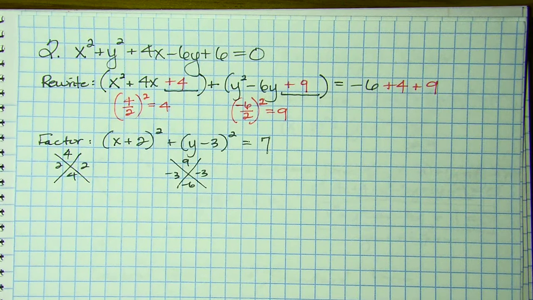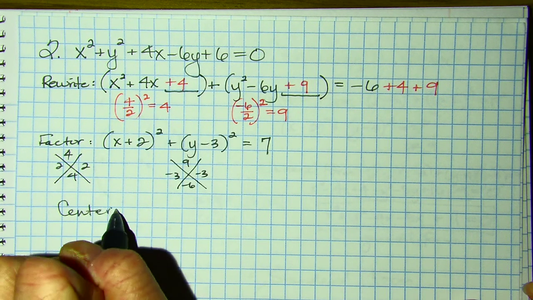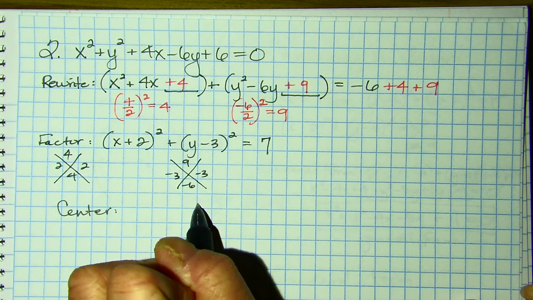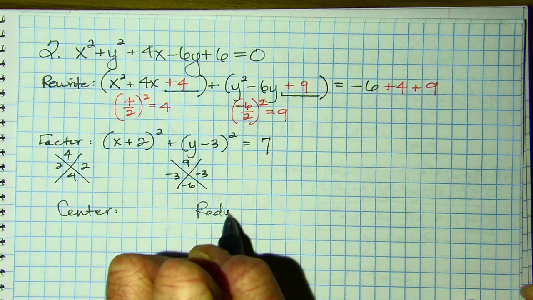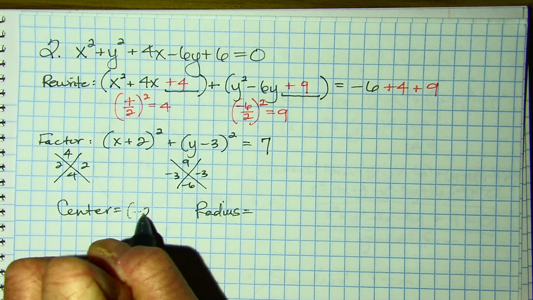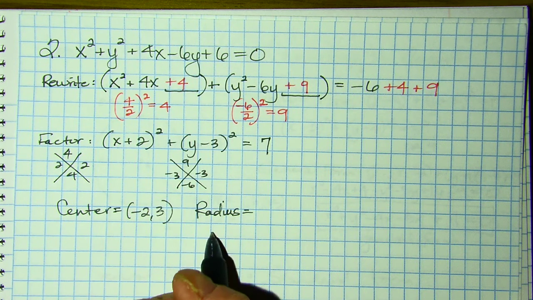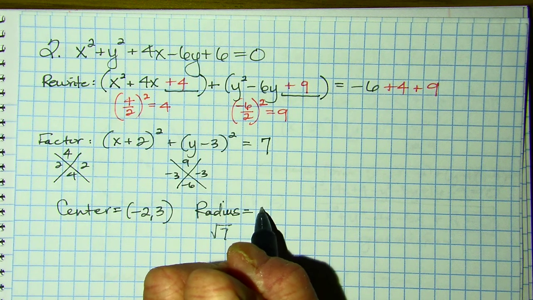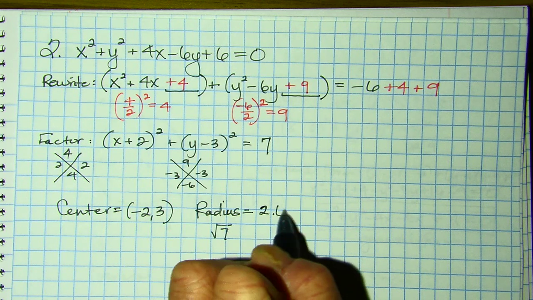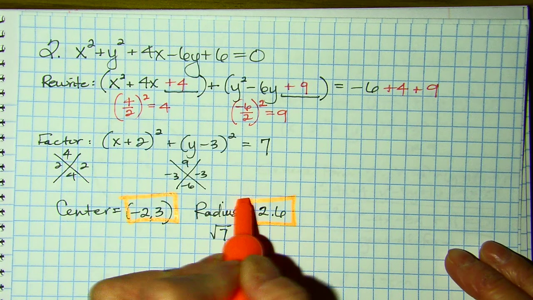So when I go to graph this, let's identify our center and our radius. Our center is negative 2 and positive 3, opposite of what is in here. My radius should be the square root of 7, which I got is 2.6. So we're going to use this information to graph.